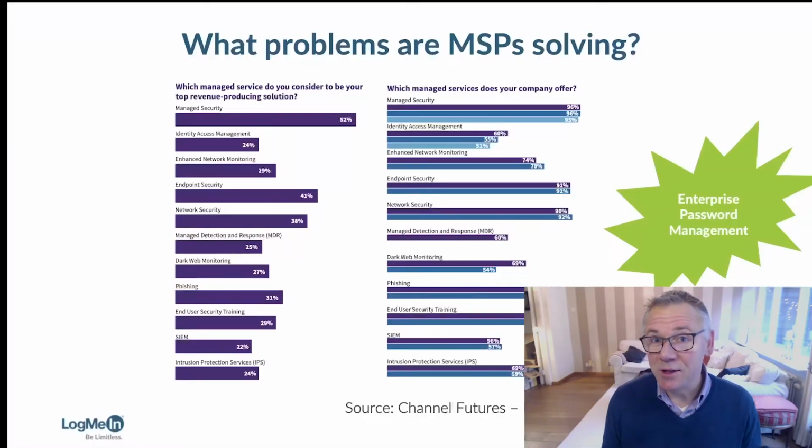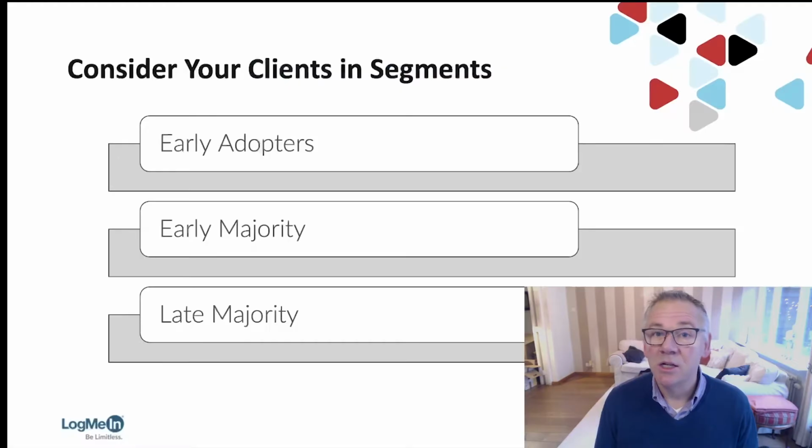In the realm of IT security, Channel Futures did a study in 2020 looking at what services are offered by MSPs and which services generate the most revenue. What is striking is that the identity access and management area is one of the most popular and growing problem areas for MSPs. Enterprise password management for shadow IT is a key area where MSPs can offer additional profitable services to their existing customer base. So with the size and growth of the market for enterprise password management, where does an MSP get started?